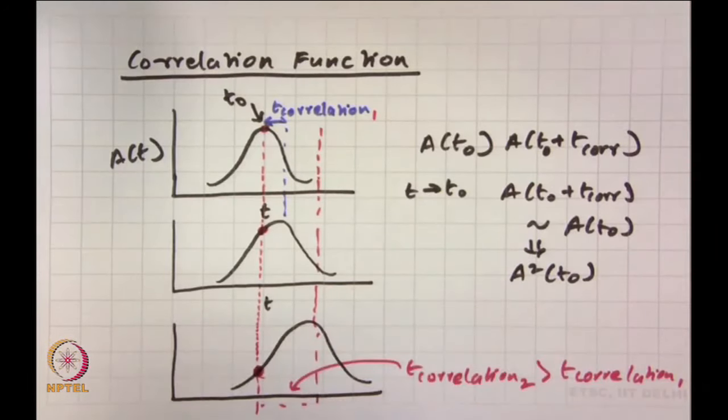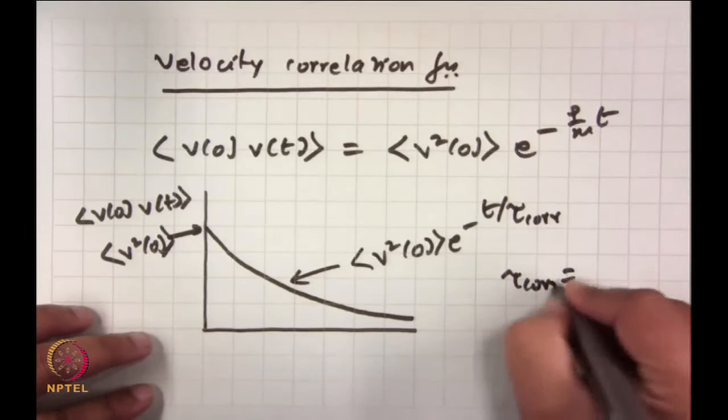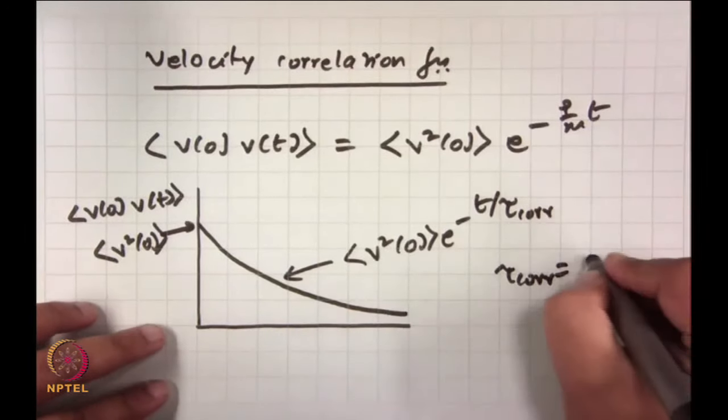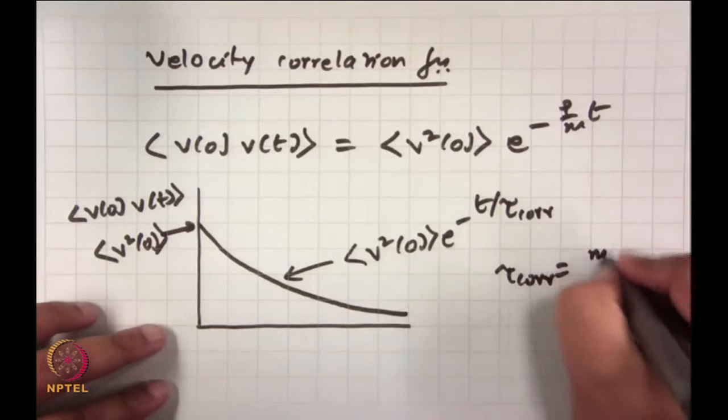Said was tau correlation, where tau correlation is equal to, what was tau correlation equal to? m by xi, and because the factor in the exponent has to be dimensionless, then if you already have time t, m by xi should also have the units of t, right. So, it is a correlation time. So, this is essentially decay time.